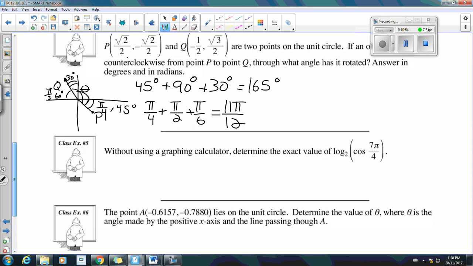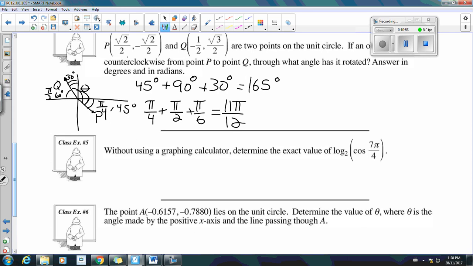Without using a calculator, evaluate log base 2 of cos of 7 pi over 4. We love putting questions like this on our diploma exam, where they kind of combine 2 units. So the log base 2 of cos of 7 pi over 4. 7 pi over 4 has a reference angle of pi over 4, which means anything with a reference angle of pi over 4 has a cosine ratio of root 2 over 2.